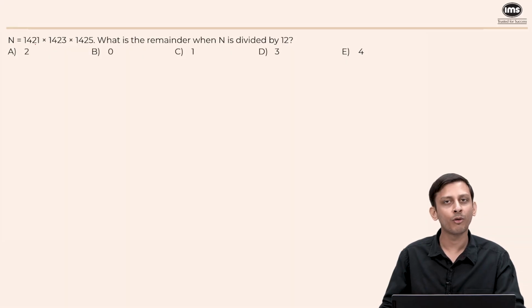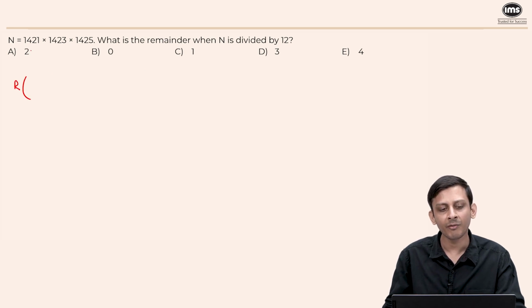N is equal to 1421 into 1423 into 1425. What is the remainder when n is divided by 12? So here, all the three numbers that are being multiplied are very, very close. So let's find the remainder for one of them, and then we'll be able to easily find the remainder for the others. So let's find the remainder when 1421 is divided by 12.